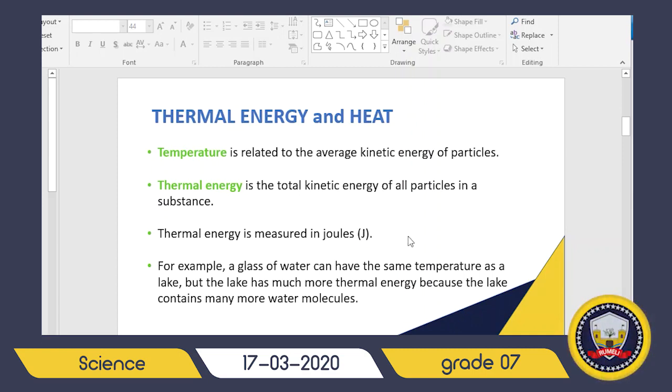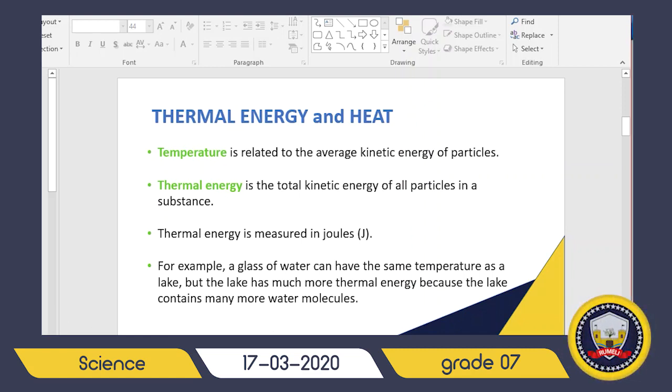Remember our example from the first session? A glass of water can have the same temperature as a lake, but the lake will have more particles. That's why it will have more thermal energy. Okay, they may have the same average kinetic energy. That's why they may have the same temperature, but because their total number of particles, total number of water molecules, are different, the lake will have more thermal energy.